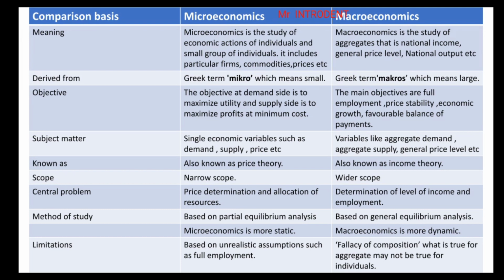In case of macroeconomics we see the fallacy of composition. What is true for the aggregate may not be true for the individuals, as we know that saving is a private virtue but a public vice. Similarly, whatever is right at the level of the economy as a whole may not be right at the level of the individual. So these are the basic points of difference between microeconomics and macroeconomics.